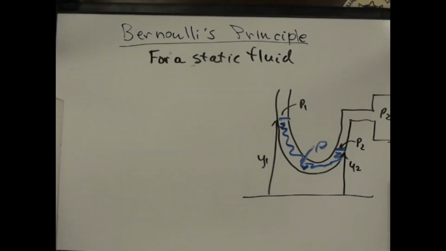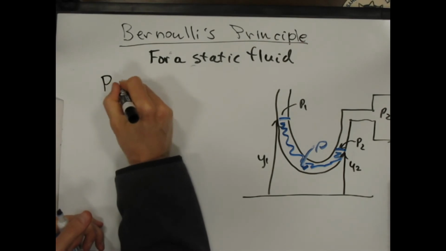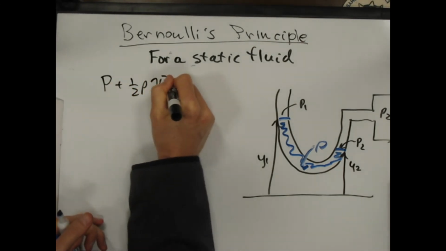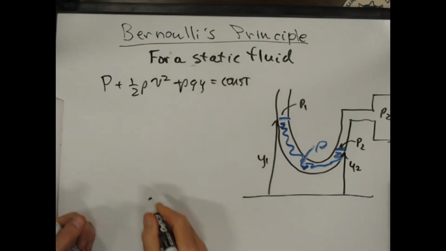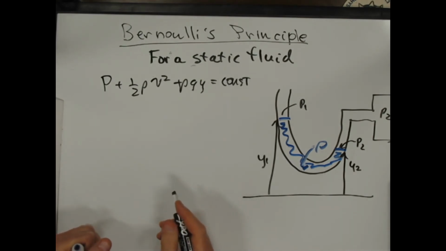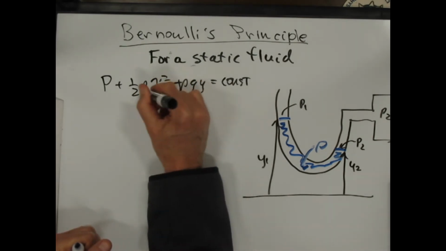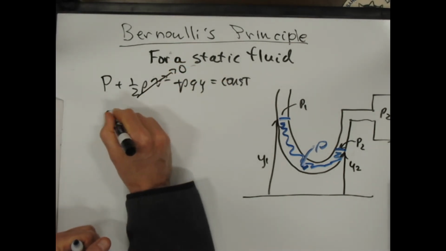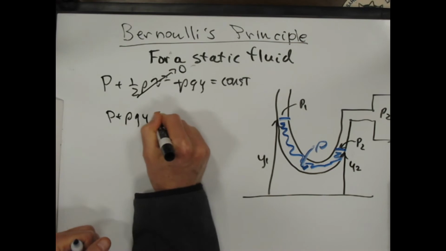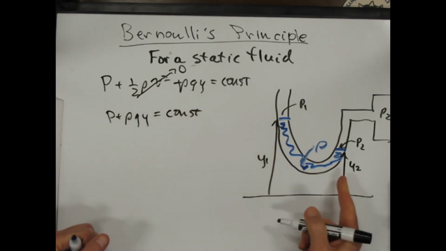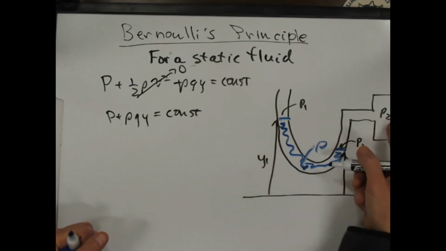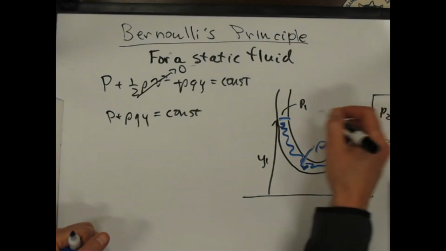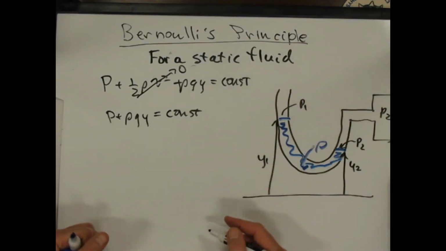So we can do Bernoulli's principle for a static fluid. Remember, Bernoulli's principle is P plus 1/2 rho v squared plus rho g y is equal to constant. If the fluid is static, that is to say not moving, then this piece is 0, and we just get P plus rho g y is constant. And so if we look at the manometer we were looking at a little while ago, we can have a fluid in here, and this side's attached to some pressure P2, and this side is maybe open to the atmosphere. That might be what P1 is.